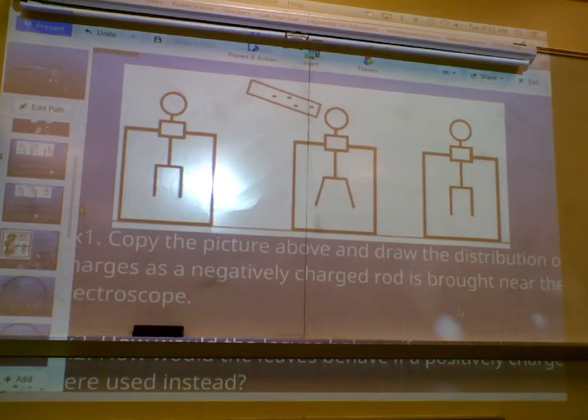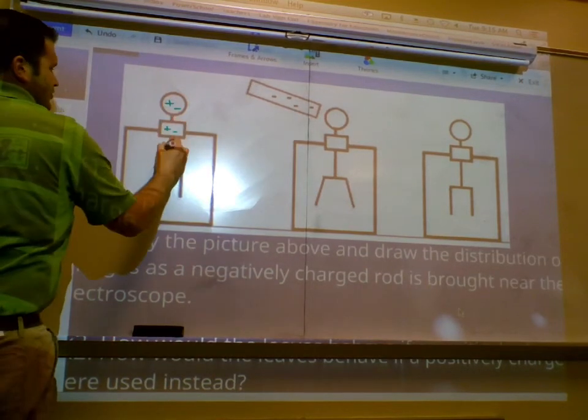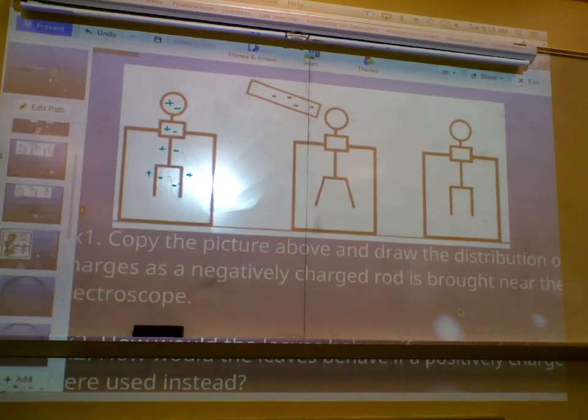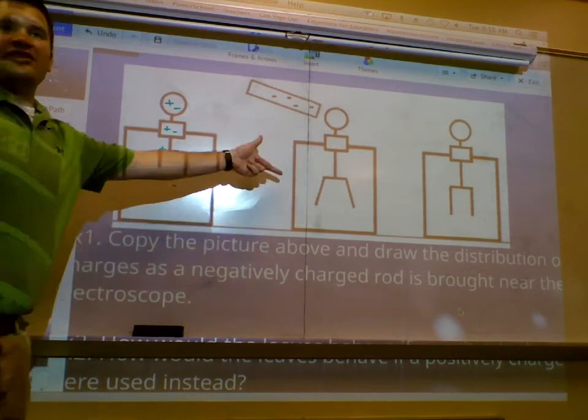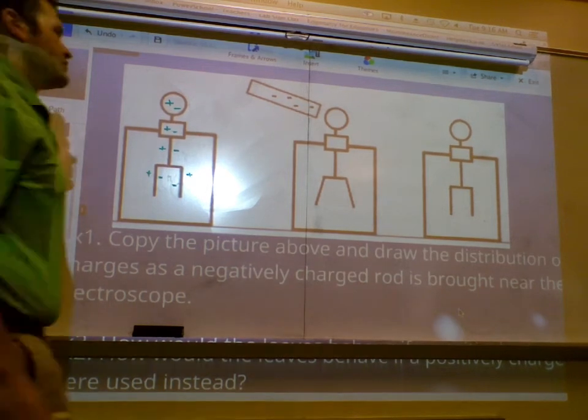Okay. So we might start out with, let's say 1, 2, 3, 4, 5, 6 of each. Okay. 12 total charges, 6 of each phase. Now, when we bring this negatively charged rod near the electroscope, what happens? Do the positive charges all go up to the negatively charged rod? Why not? They like negatives. Positives don't move, right?